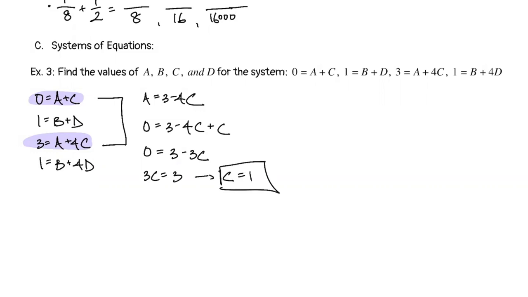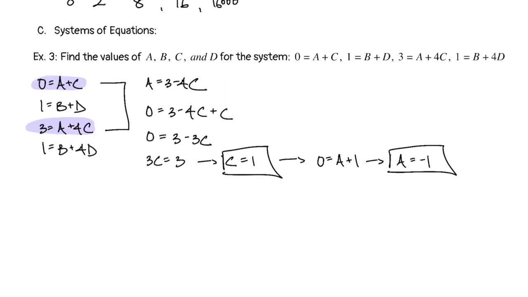What would be reasonable to find next? A. Okay. So which equation would you like to plug into to find A? Nice. I would agree. So 0 equals A plus 1. And so we can see that A equals -1. Perfect. Okay.